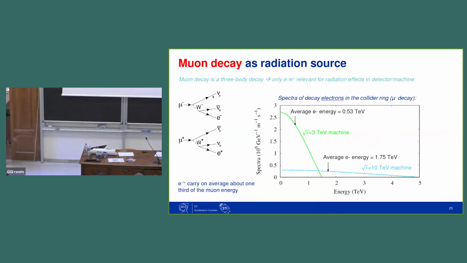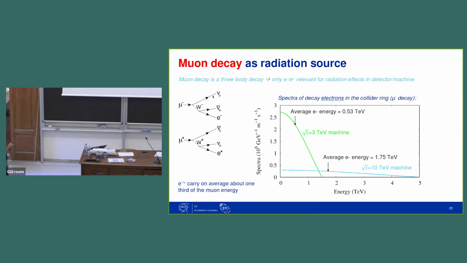Now, muon decay is a radiation source. Everybody of you is familiar with muon decay. I still just want to recap once more. We get 2 neutrinos. For the radiation load to the machine, and in terms of physics background, we don't care about the neutrinos. We care about the electrons and positrons.